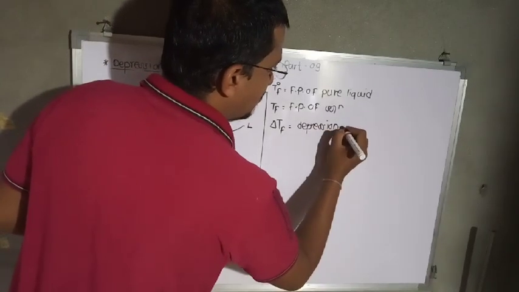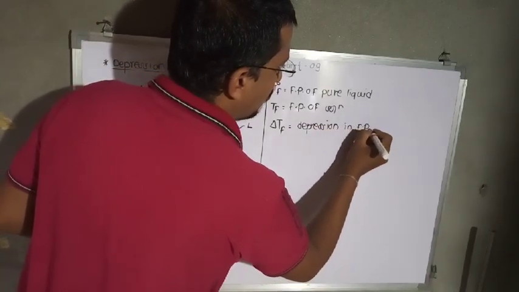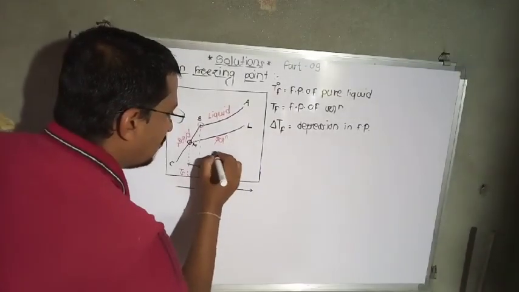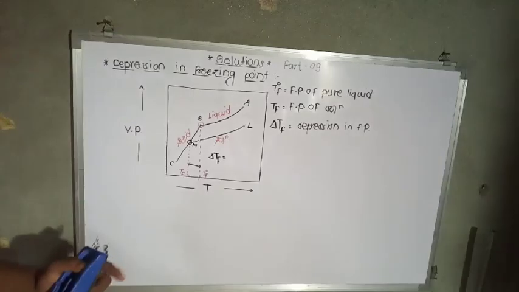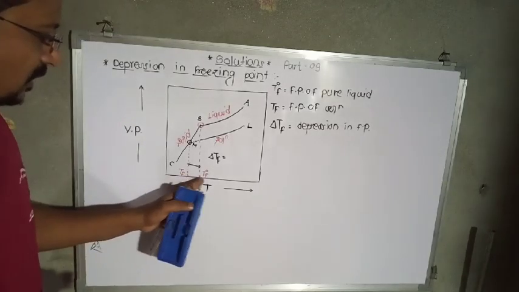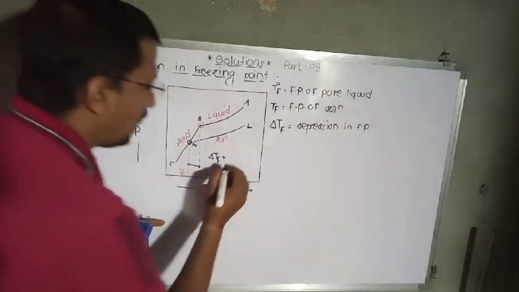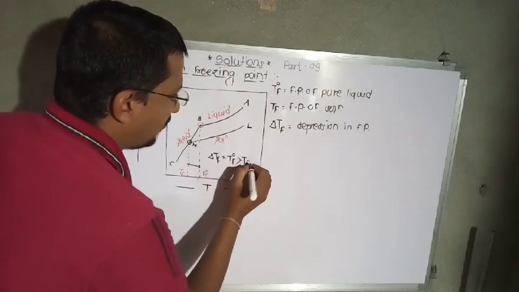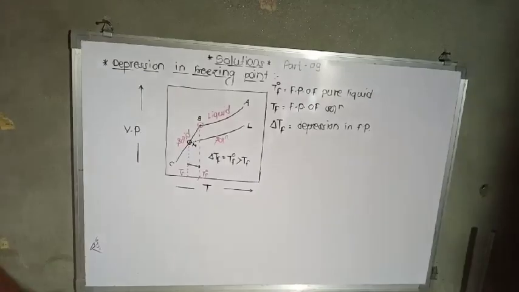Delta TF is the depression in freezing point, and here delta TF is equal to the difference of TF and T naught F. T naught F is greater than TF. T naught F is greater than TF. Now see here.